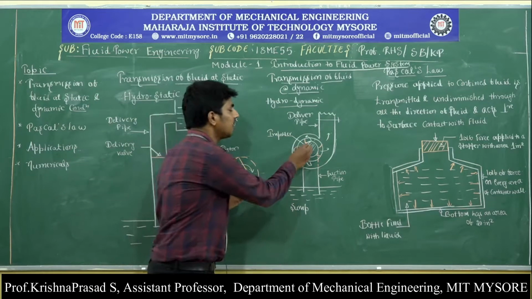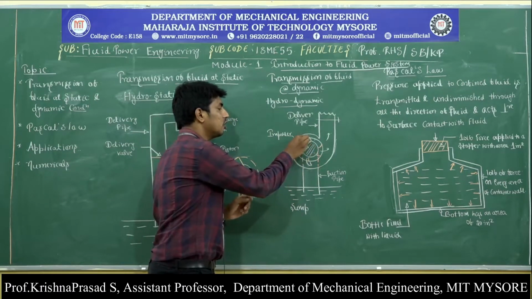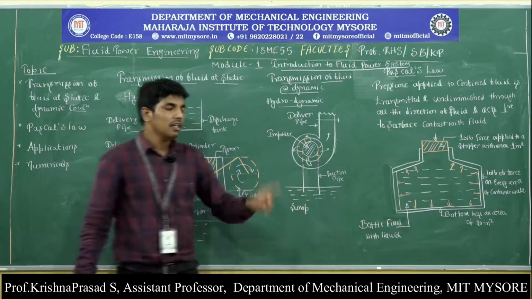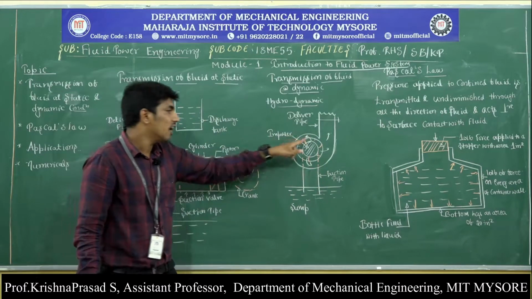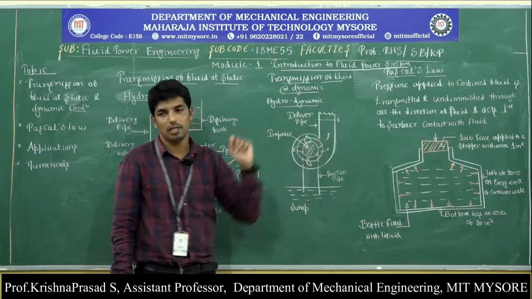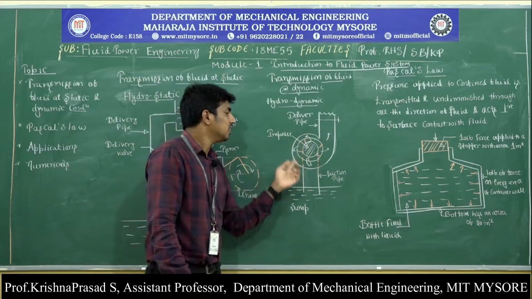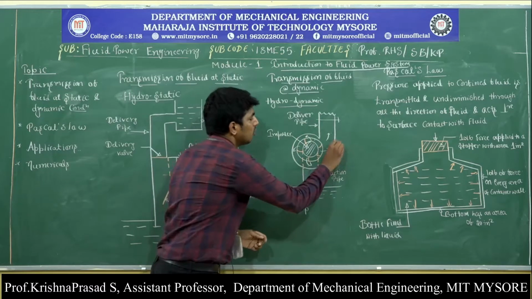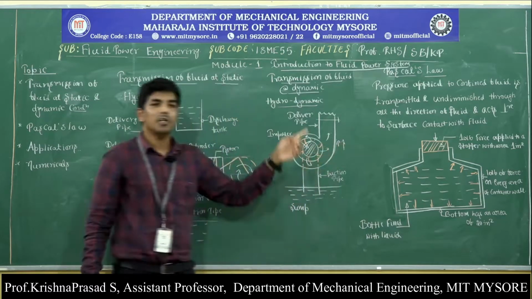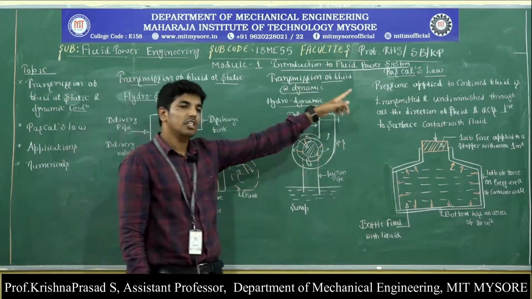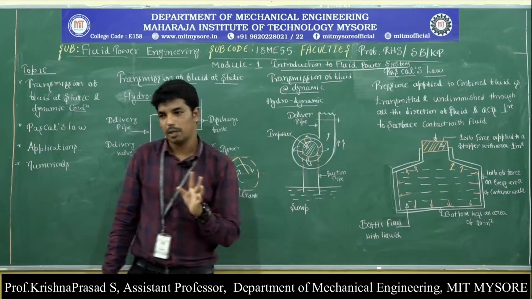So the kinetic energy of the water then enters into the casing, but the area of the casing gradually increases towards the pump outlet. What happens when the area of the casing increases? The pressure also increases. Then the highly pressurized water enters into the discharge tank through the delivery pipe.